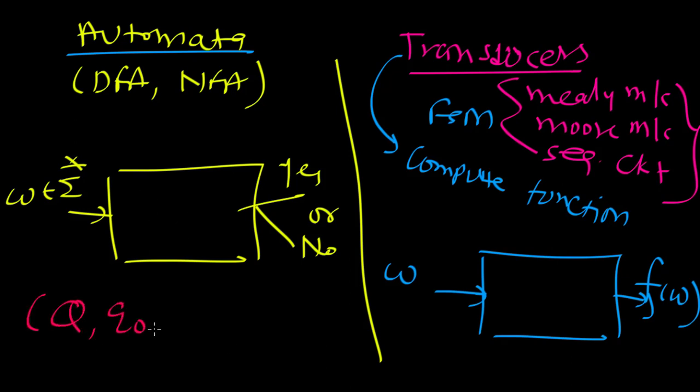Okay, some set of states, initial state, and the input string, the state transition function. This is the input alphabet and this is the state transition function, how to go from one state to another. And also there is a final state. This is to accept the strings.